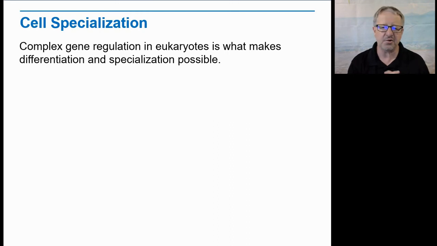So, why is gene regulation in eukaryotes more complex than in prokaryotes? Well, it's because of the way that genes are expressed in a multicellular organism. Complex gene regulation in eukaryotes is what makes differentiation and cell specialization possible. So consider the following. Genes that code for, say, liver enzymes aren't expressed in nerve cells, and keratin, which is an important protein in skin cells, isn't produced in blood cells. Cell differentiation requires genetic specialization, yet most of the cells in a multicellular organism carry the same DNA in all of their nuclei.